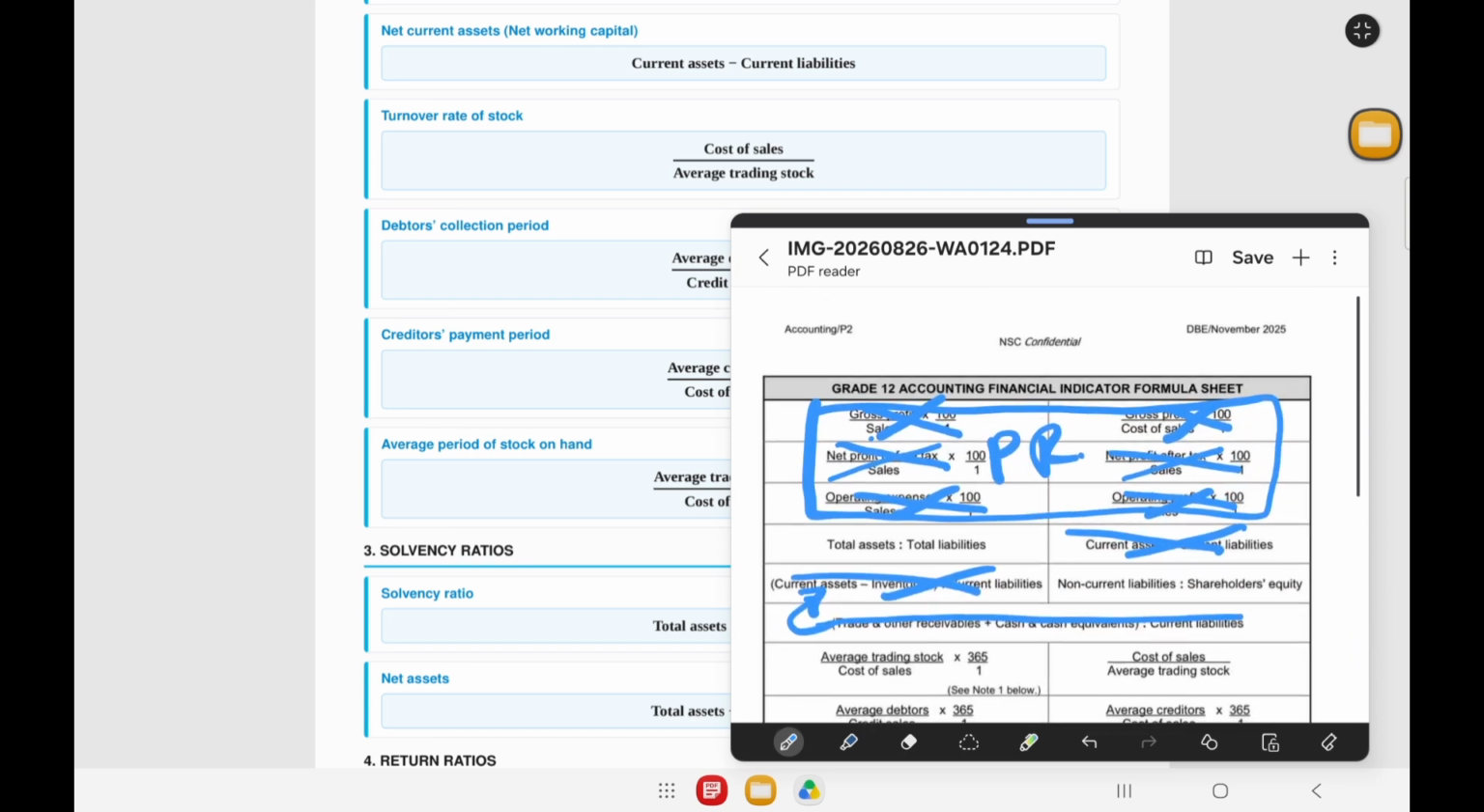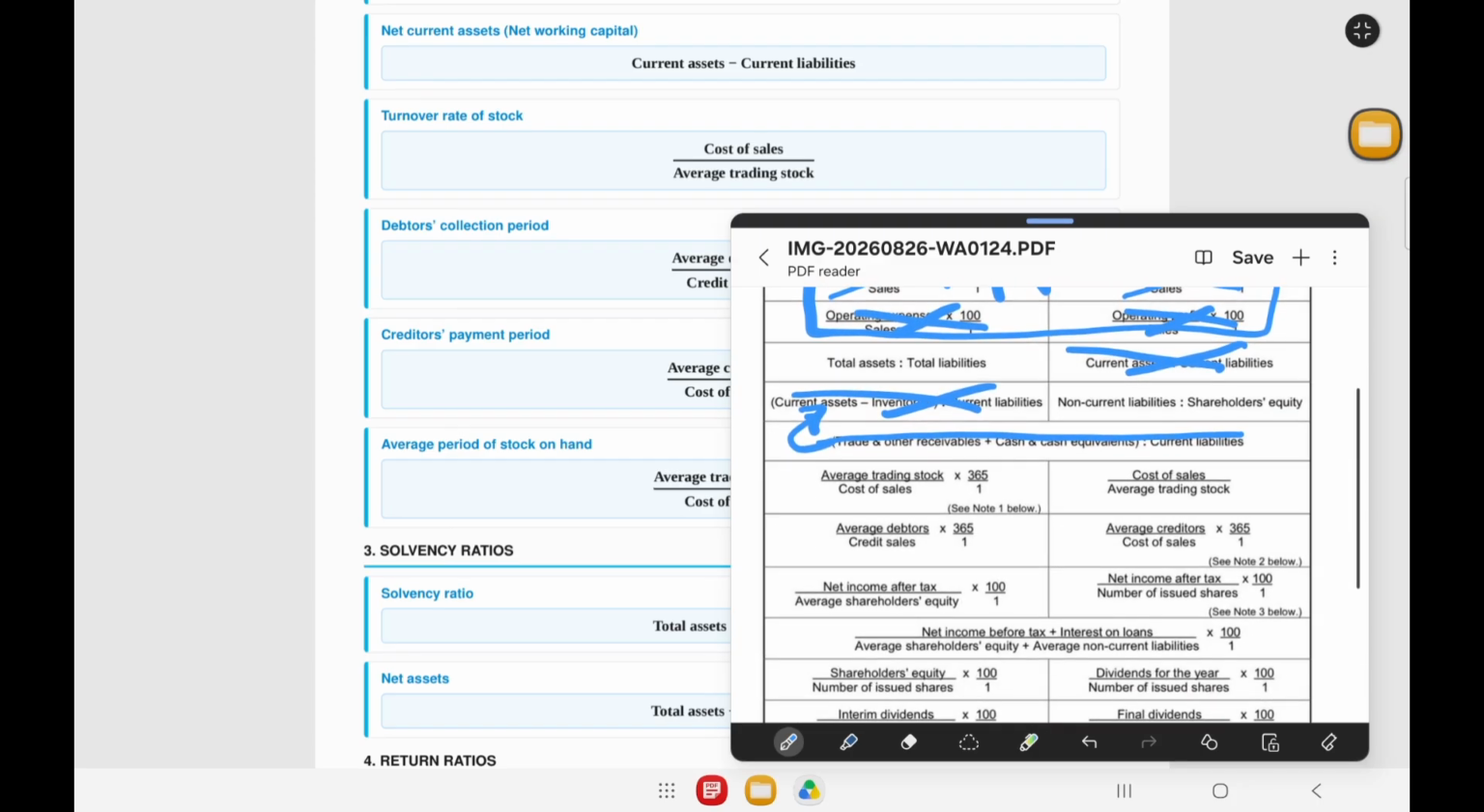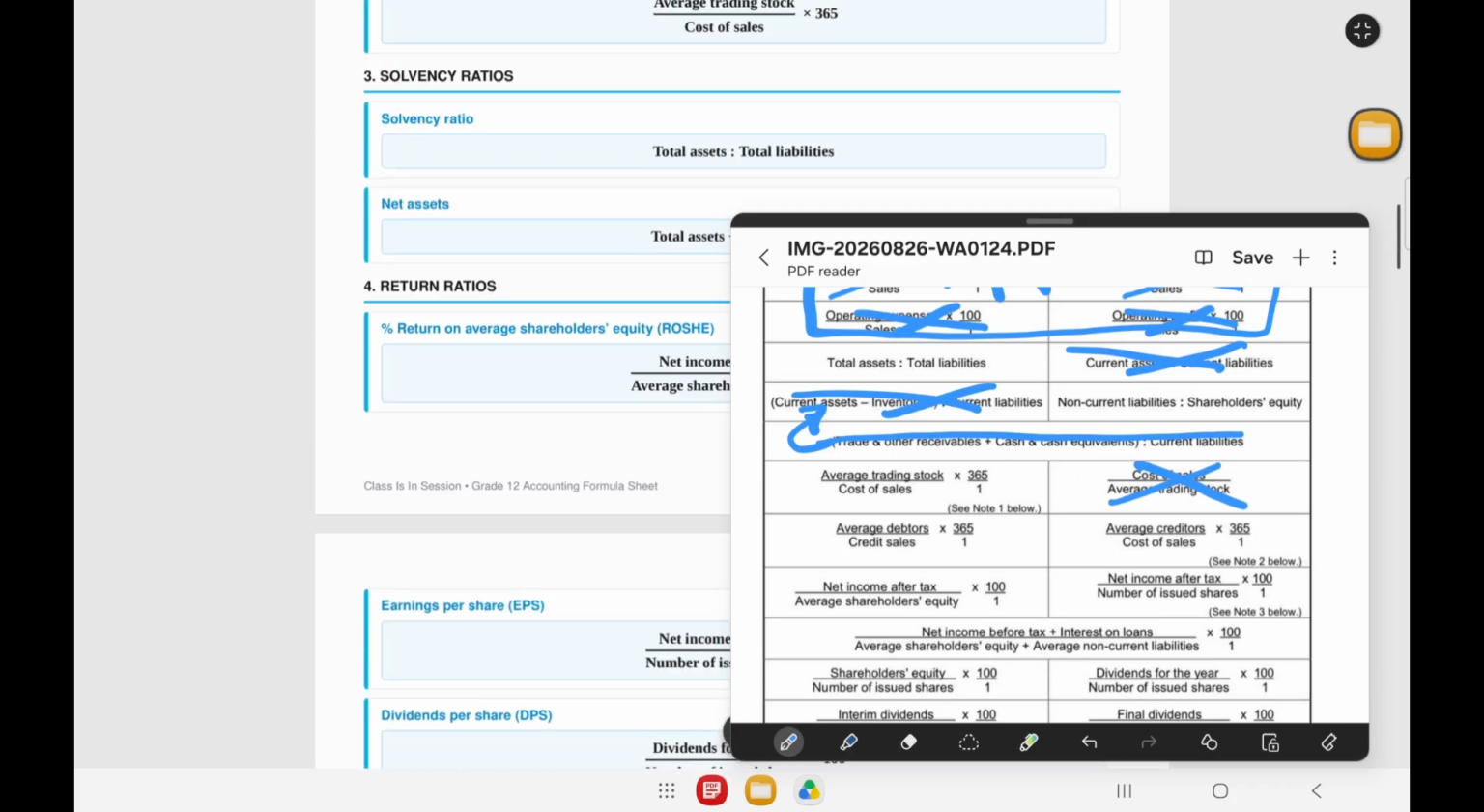Let's look for turnover rate of stock. It's cost of sales over average trading stock. Let's check whether it's in the information sheet. Cost of sales over average trading stock. There it is. So the turnover rate of stock is there. You also need to know how to calculate your cost of sales as well as your average trading stock. Other formulas are featured below.